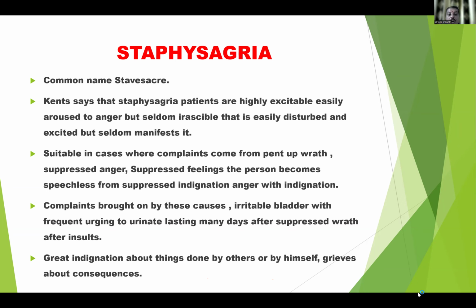Complaints brought on by their causes. Irritable bladder, it is usual. Honeymoon cystitis is one of the beautiful things of Staphysagria patients, where you see Staphysagria indicated very much in these honeymoon cystitis cases. So complaints brought on by these causes: irritable bladder, frequent urge to urinate lasting many days, suppressed wrath after insults, great indignation about things done by others or by himself.